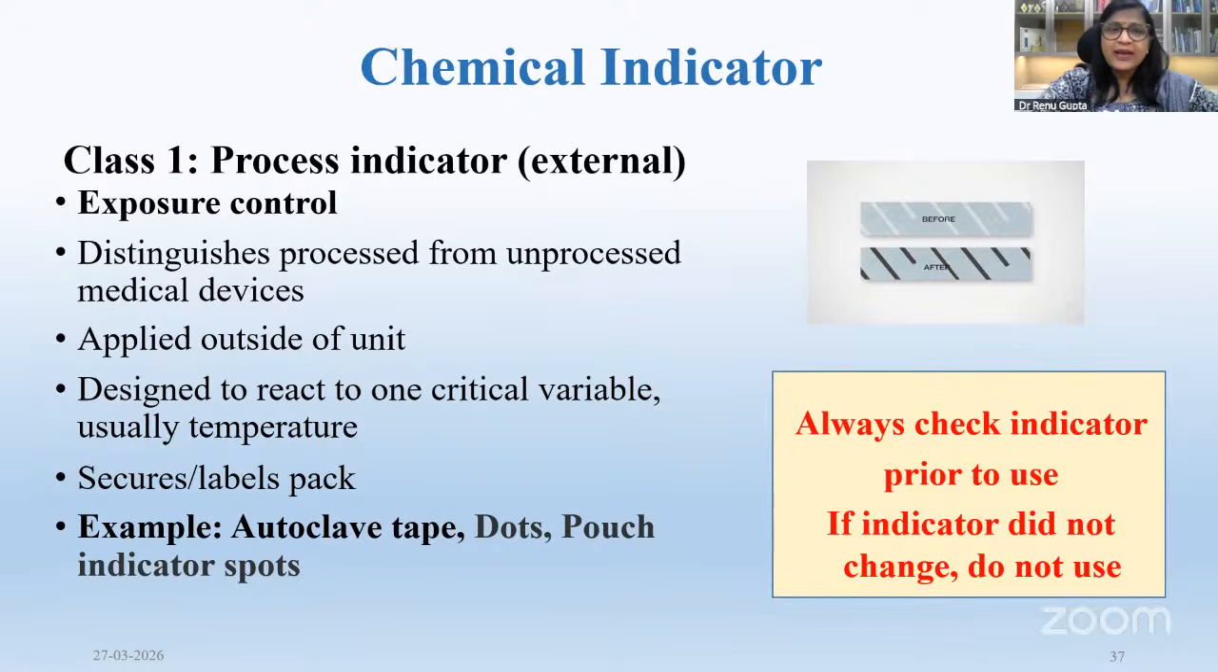It is always applied outside, and it just tells you, yes, it has been exposed to some temperature, exposed to steam. Sometimes it is used to secure or label the packs. As I showed you in the labeling, we have this chemical indicator. Different types of autoclave tape, dots, pouches, etc. are available. You should always check that it has not changed color before using.